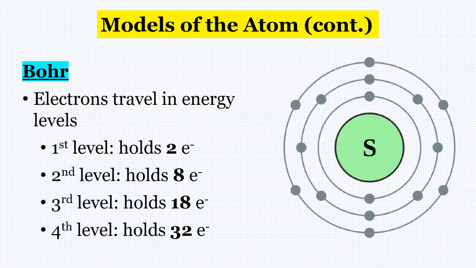Bohr was the next scientist that came around, and he proposed that electrons travel in energy levels. So the first level, the level closest to the nucleus, holds 2 electrons. The next level holds 8. The third level holds 18. The fourth level holds 32 electrons, and so forth.